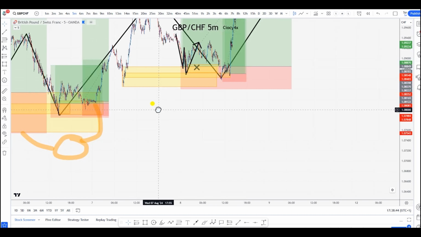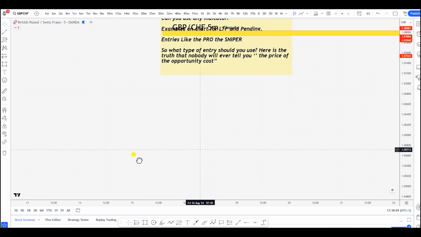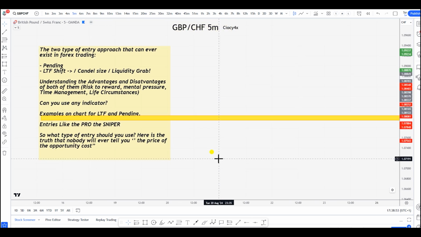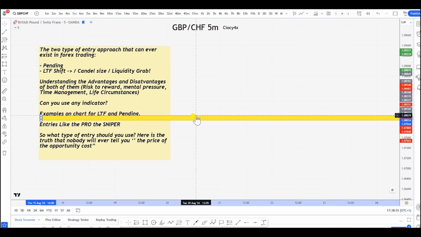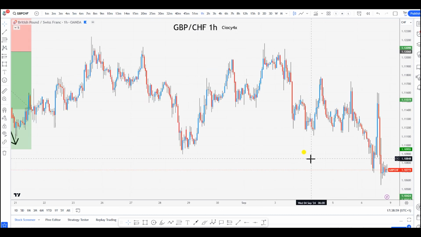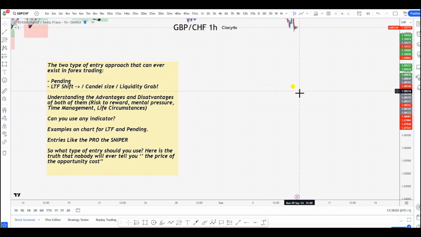Now, this being said, let's go to the main point I want you guys to understand, which is something very, very important. Where is it? There you go. Let me just remove this, one second. Let's go back to 1 hour over here. All right, there we go, we have it. So what type of entry now should you use?